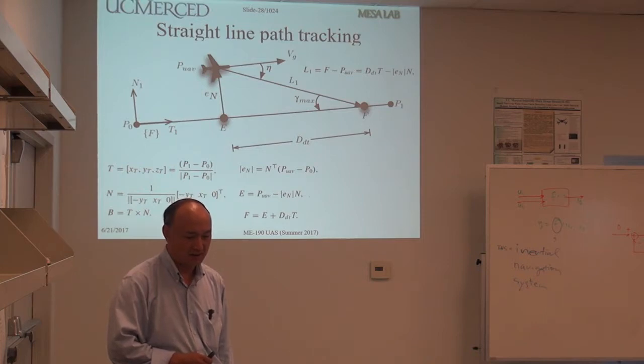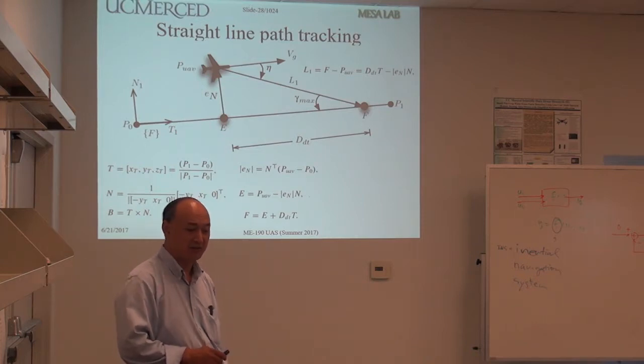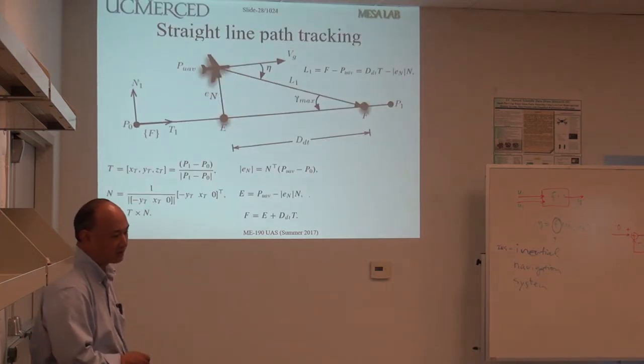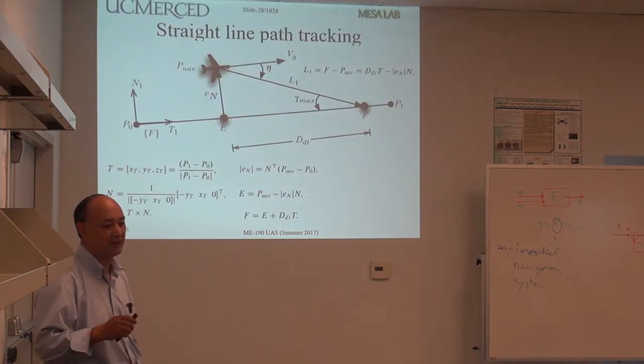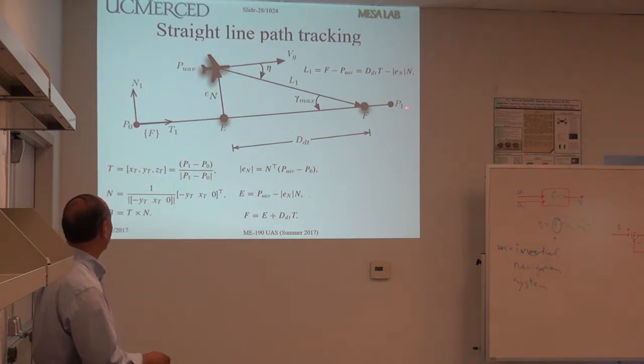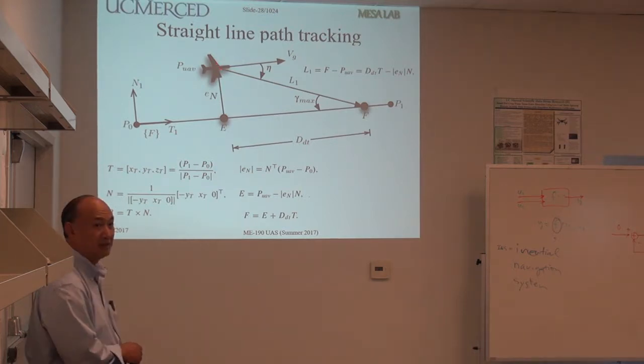So the specific case for this general case here, specifically you can do something like this. How you can maintain straight line path tracking. So I want you to go from P0 to P1, but your aircraft is in here, okay?